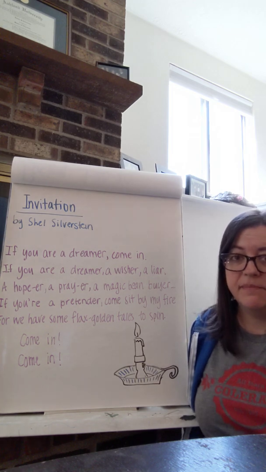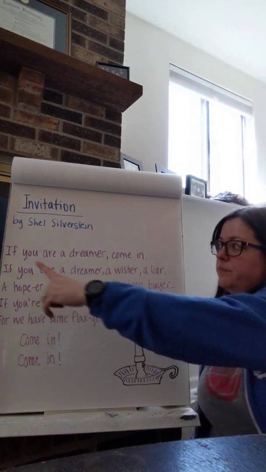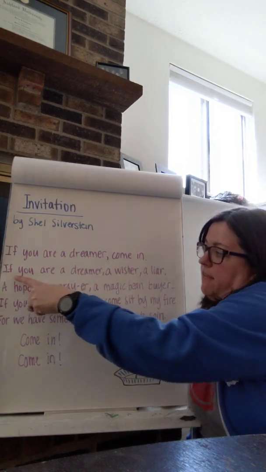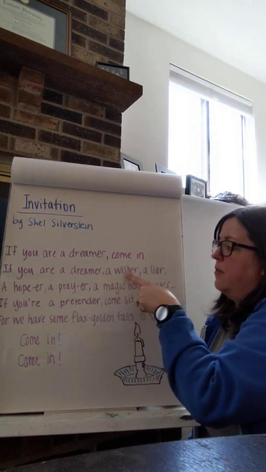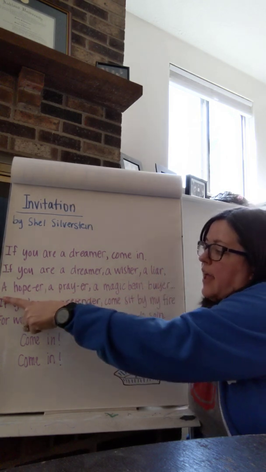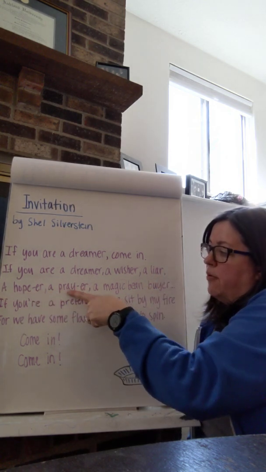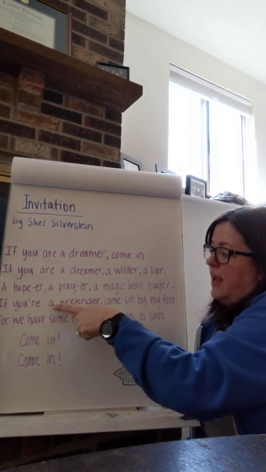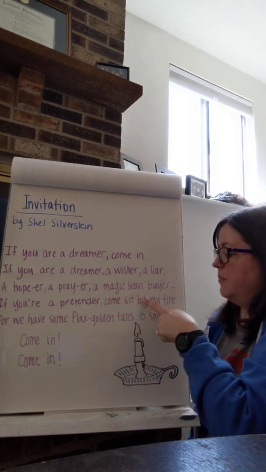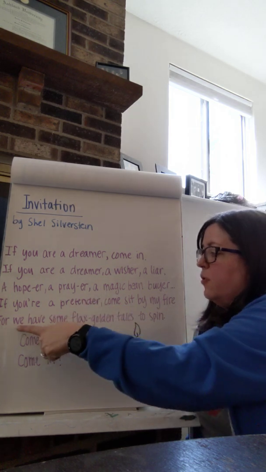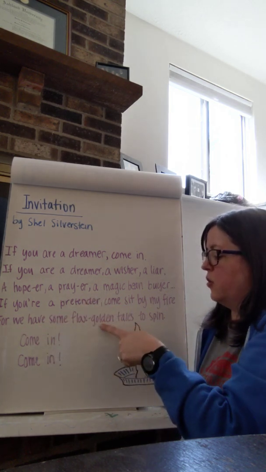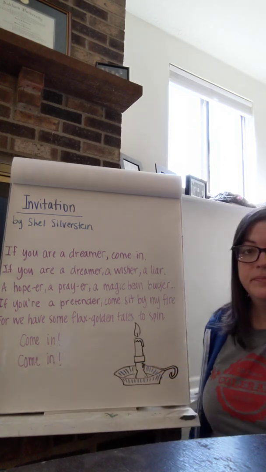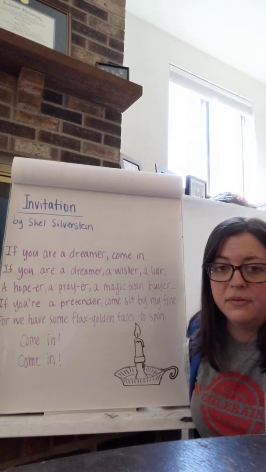Okay, you ready? I'll point this time. Go ahead and read it with me. If you are a dreamer, come in. If you are a dreamer, a wisher, a liar, a hoper, a prayer, a magic bean buyer. If you're a pretender, come sit by my fire. For we have some flax golden tales to spin. Come in, come in.